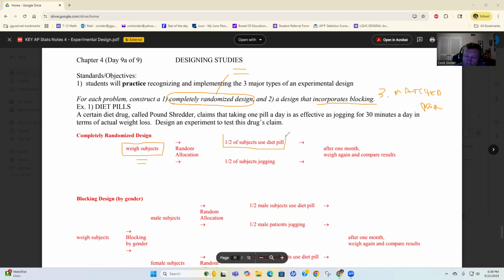And here is a group. Half the subjects use the diet pill, half jog. After 1 month, weigh again and compare results. Now, let me erase this real quick.